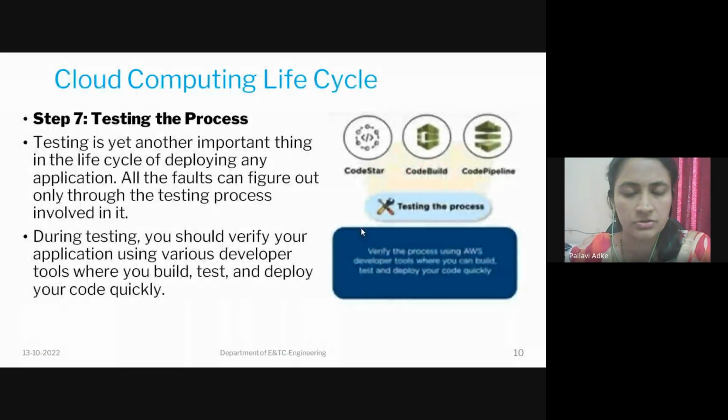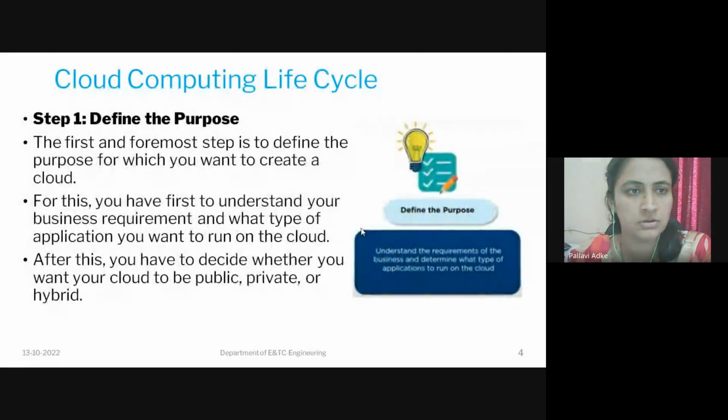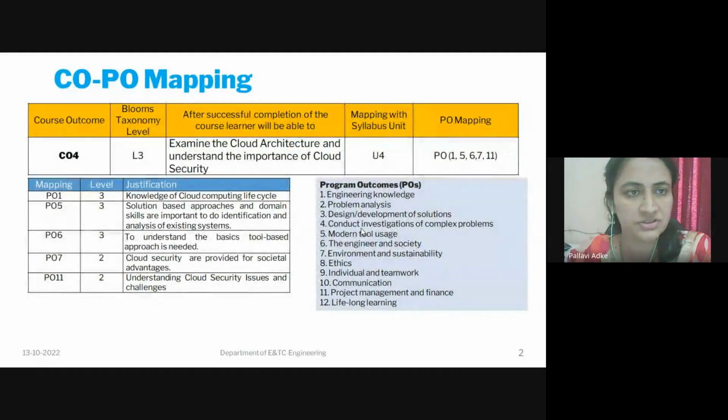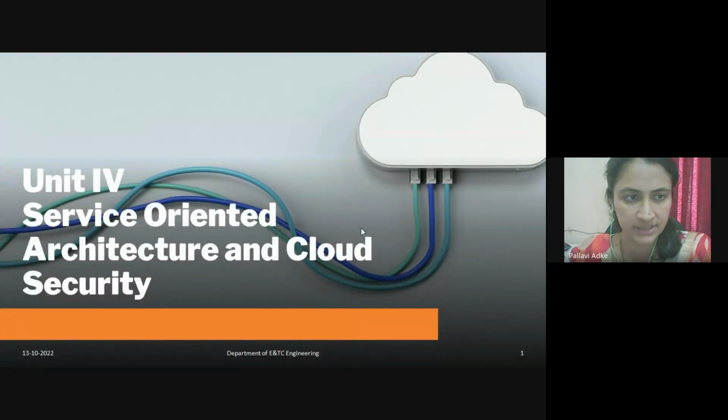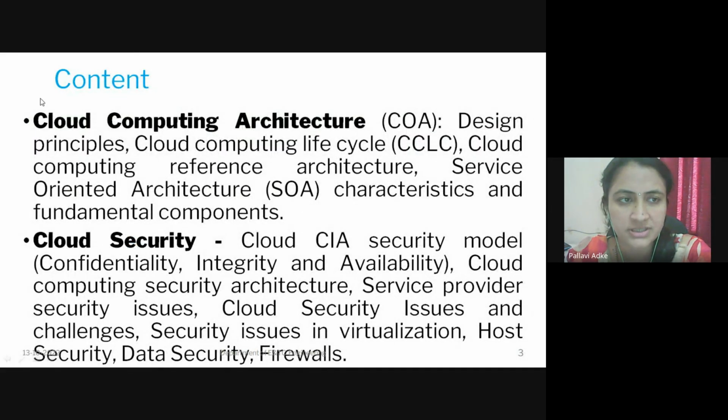Okay, so let's start with unit number 4. This is our unit number 4, that is service oriented architecture and cloud security. Okay, there are two main points in this: SOA, that is called service oriented architecture, and cloud security. What is there in the service oriented architecture?